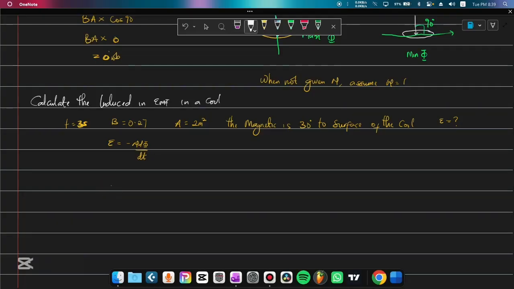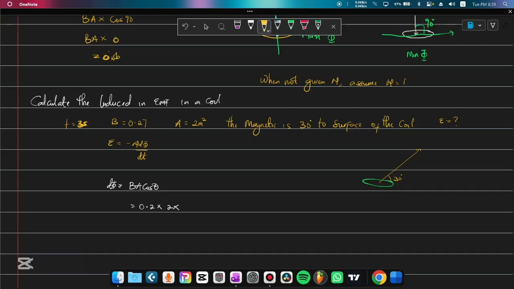The magnetic flux, phi, is going to be equal to BA cos theta. We know that our B is 0.2 Tesla multiplied by 2 meters squared multiplied by, well, they told us the magnetic field is 30 degrees to the surface of the coil. Let me draw this for you. Let's say this is the coil. Let's say the magnetic field is 30 degrees to the surface.